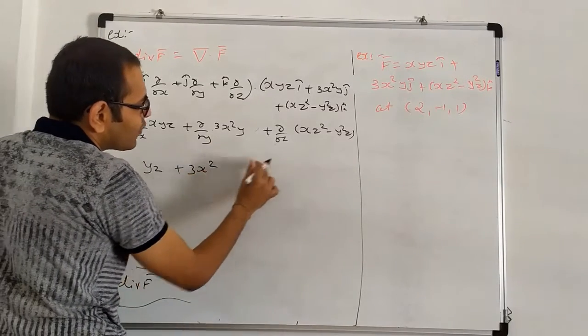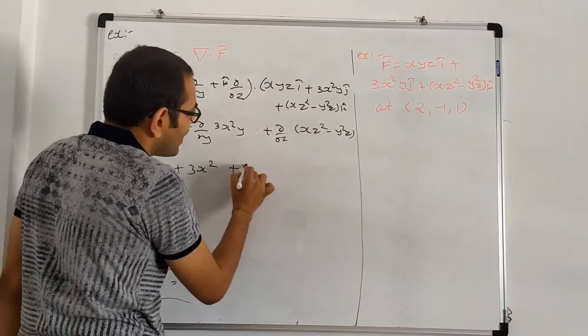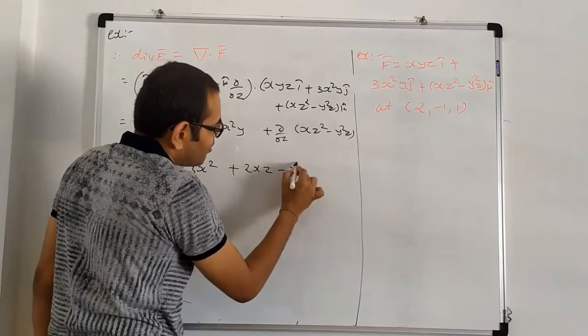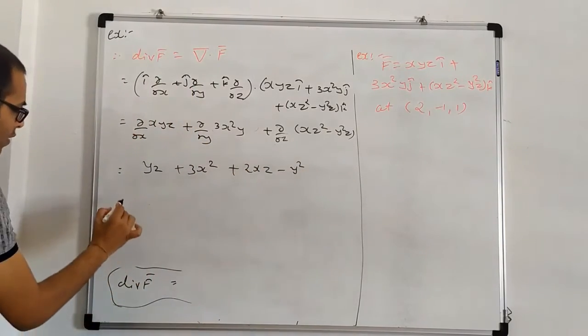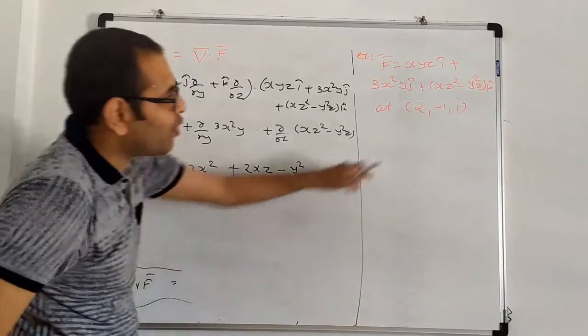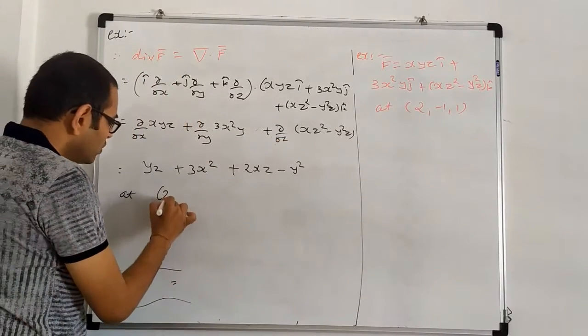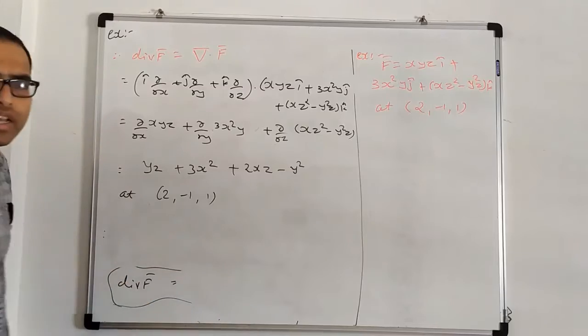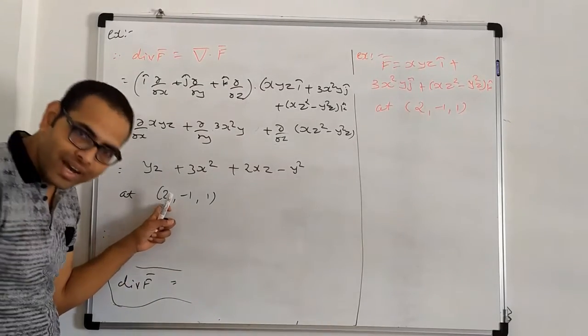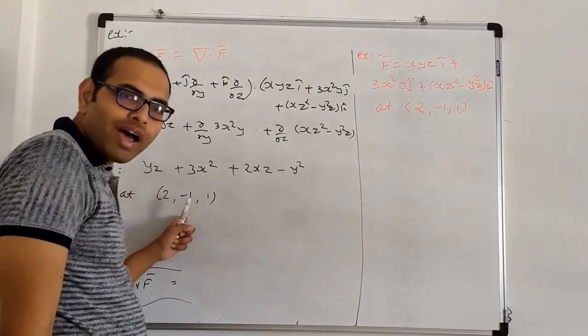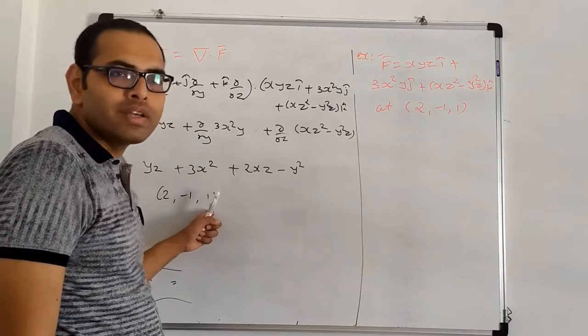Then we get 3x square. Differentiate with respect to z. Then 2xz minus y square. We find this at the particular point (2, -1, 1).